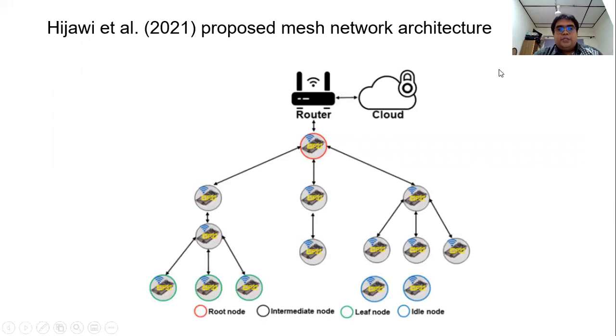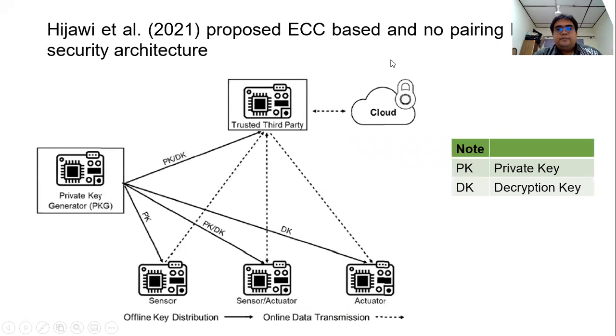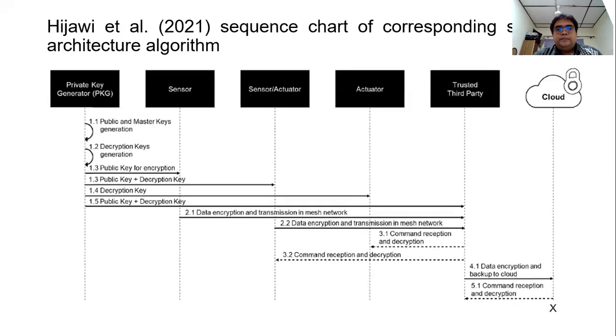The figure shows the proposed mesh network architecture. The figure shows the proposed ECC-based and no-pairing KPAP security architecture. The figure shows the sequence chart of the corresponding security architecture algorithm.